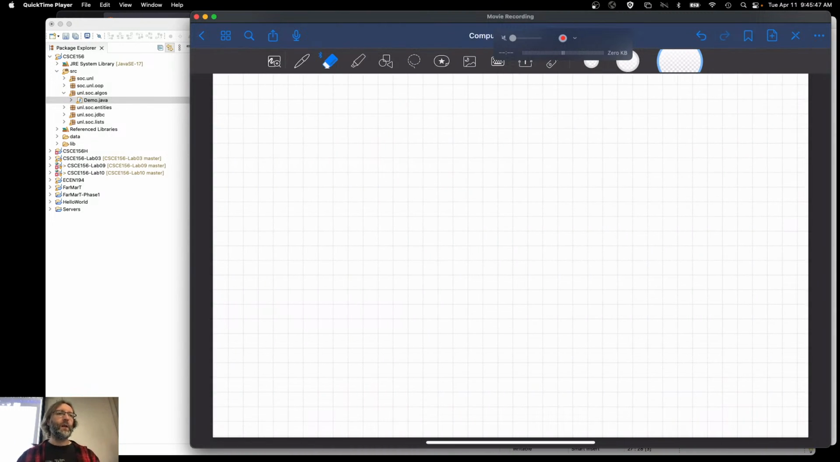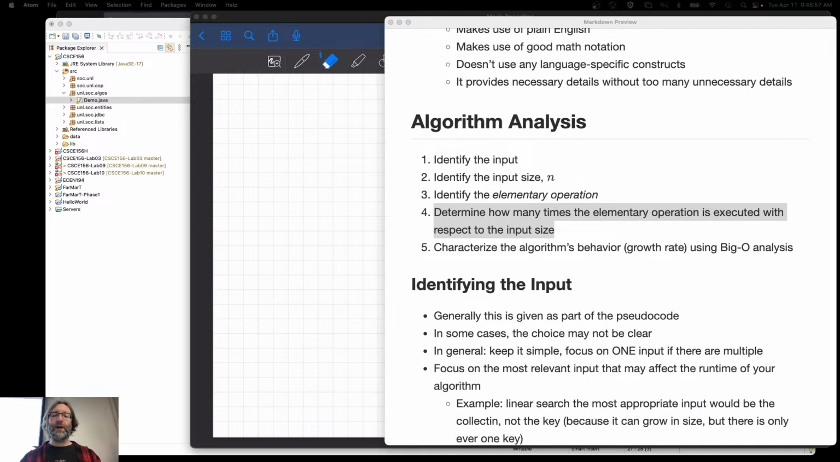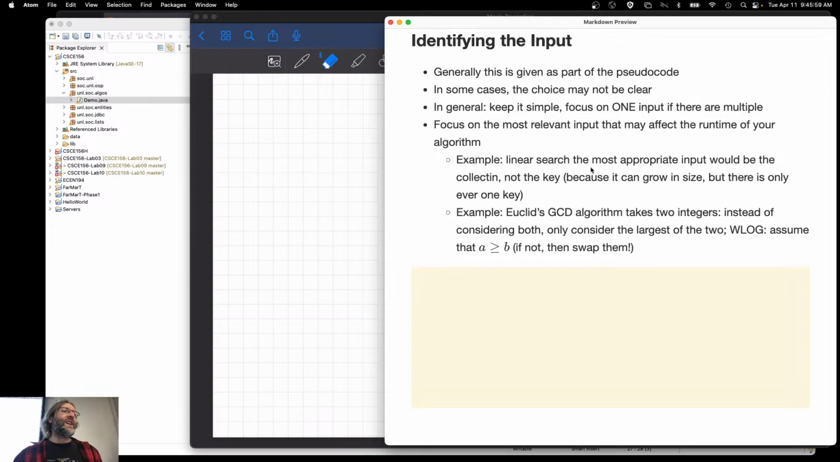Okay. Let's look at some subtleties on the first 3 or 4 steps here, though. Identifying the input is pretty easy, right? Except when it's not. Generally, this is given as part of your pseudocode. In some cases, the choice might not be clear. Keep it simple. Focus on one of the inputs if there are multiple inputs. Focus on the most relevant input that may affect the runtime of your algorithm.